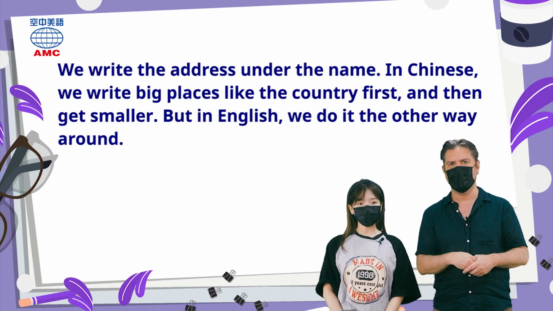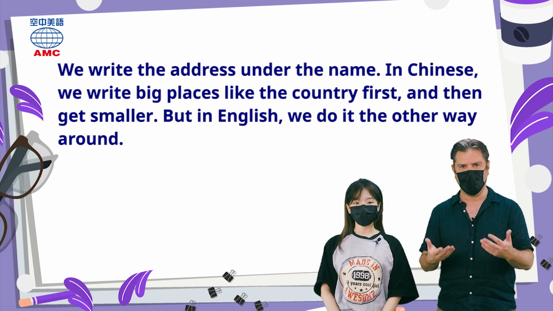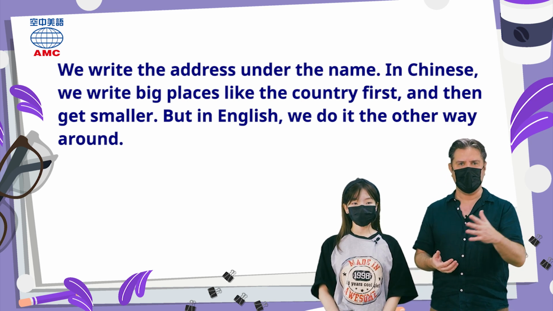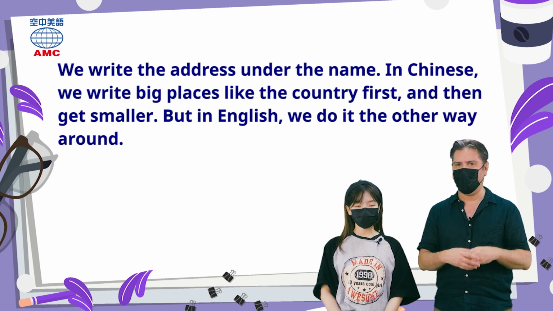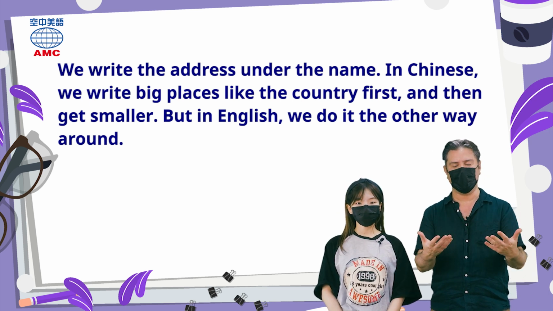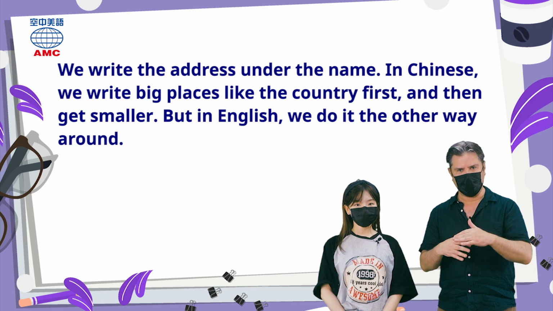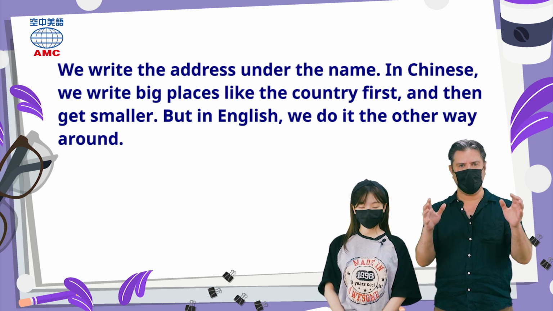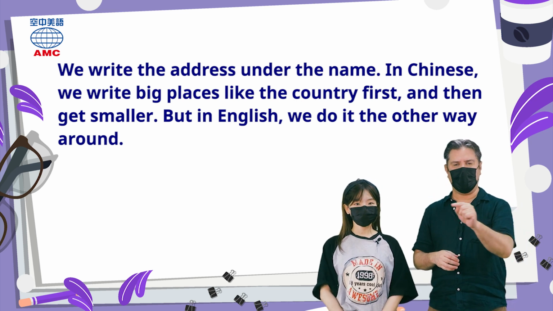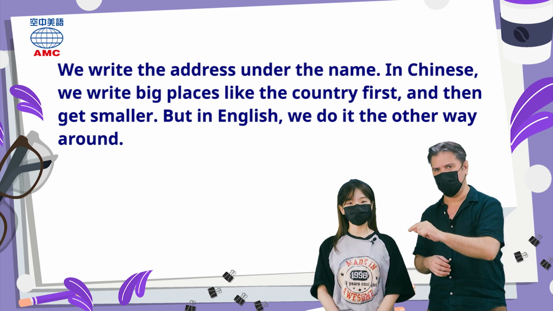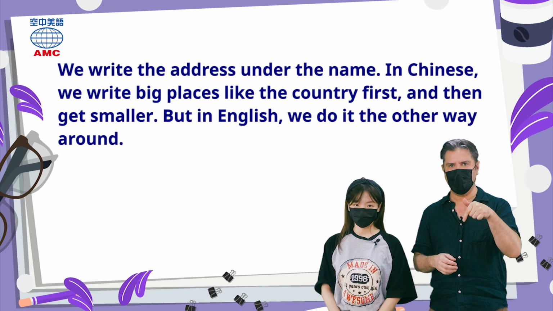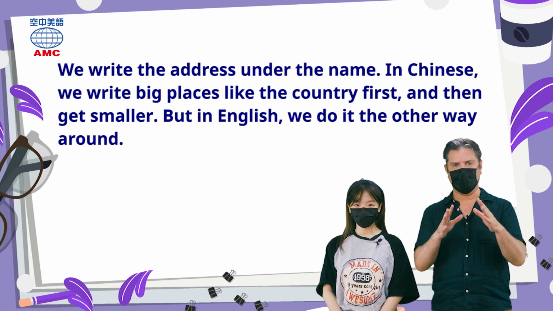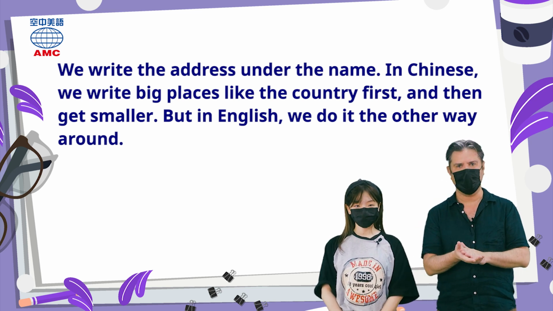Interesting. So if Steve Chen lived in Taiwan, you might say Steve Chen, Taiwan, Taipei, Xinyi Road, something like that. But in Canada, or at least in English, I should say, we do it the other way around, from small to big. Steve Chen, Main Street, Los Angeles, California, USA. So you go from small to big, whereas in Chinese style, you go from big to small. That is a good thing to know.